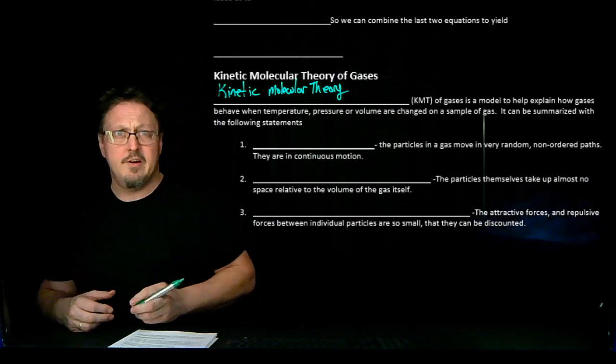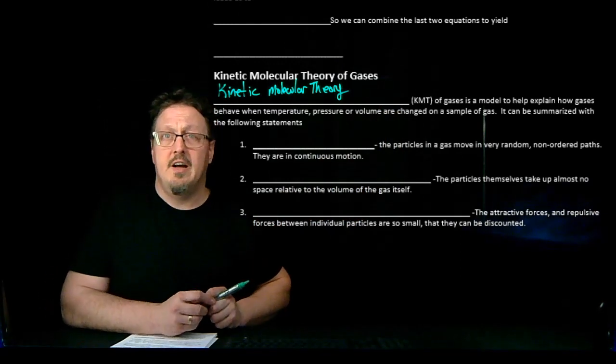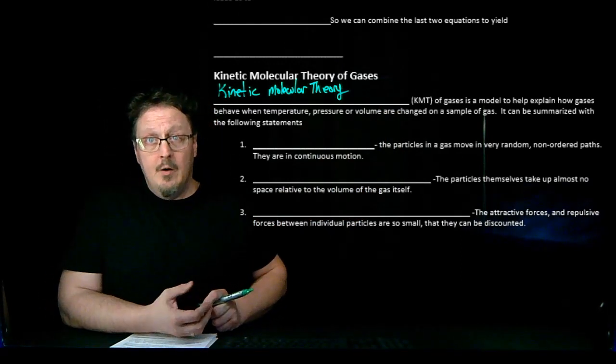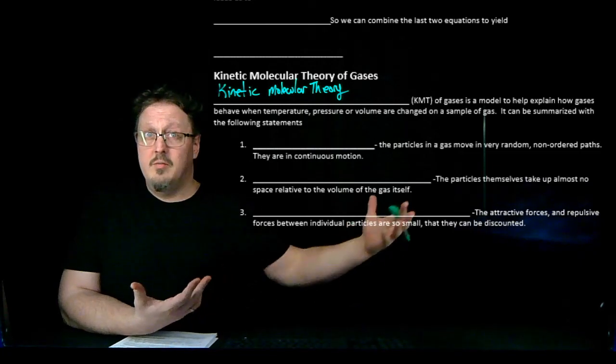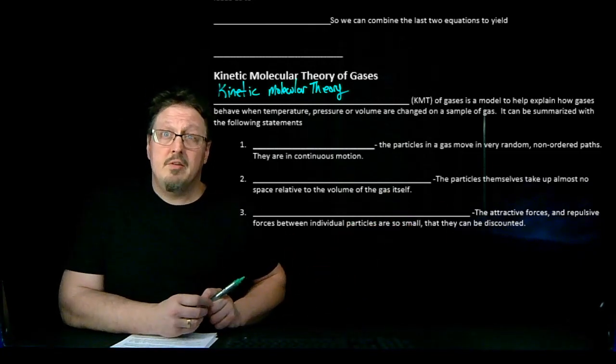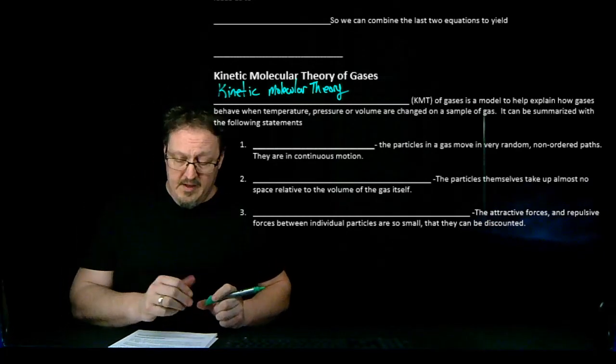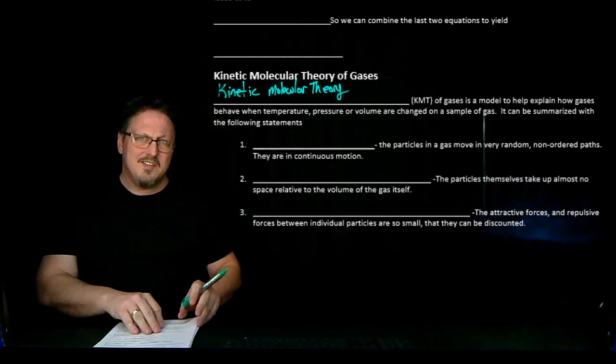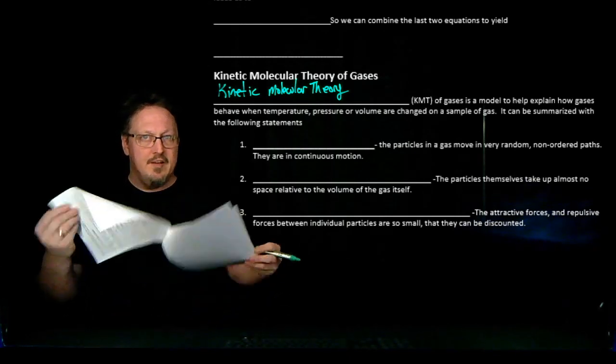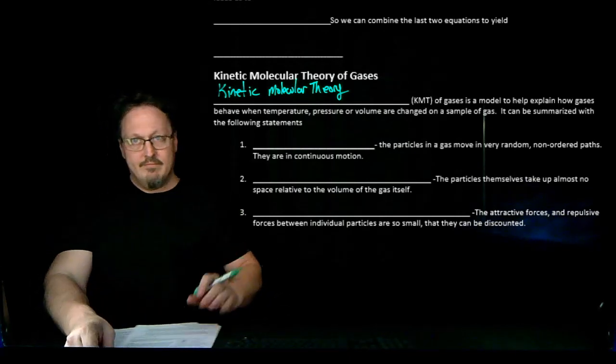Kinetic molecular theory of gases is a model to help explain how gases behave when we change temperatures or volume or we do other manipulations to the gases. We can summarize it with the following statements. These are important things that are really going to help us understand why and how and where and all of that stuff.